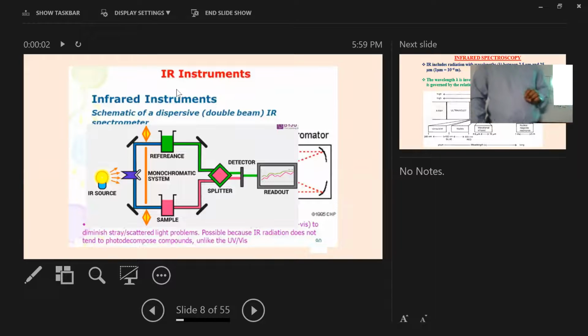So please consider that if the IR light is not absorbed by the molecule, we would expect a flat line. But actually, all the instruments have some limitations, and in that case, we have some noise. So in that case, we may have a little up and down, but here we may have some like this way.